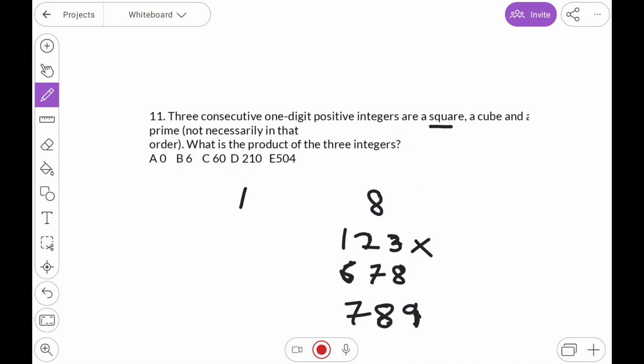6, 7, 8. None of them are square, so this can't be the option. And 7, 8, 9 though. 7 is a prime, 8 is a cube, and 9 is a square. So 7, 8, 9 are our options. But we're not just doing that. We also need to multiply them all together. 7 times 8 times 9 is 504, which means that my answer is E.